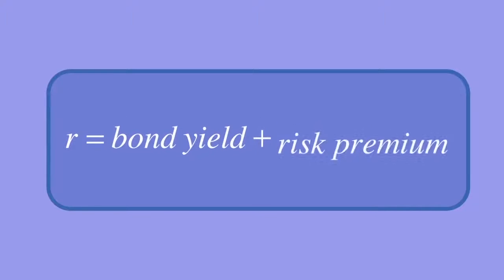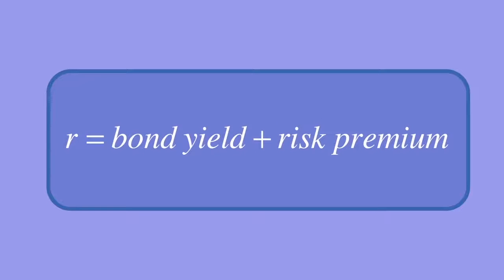This is the formula. We simply add together the yield on the company's long-term debt with a premium related to the difference in risk between the company's debt and equity, which is often assumed using the historical spread between debt and equity returns.